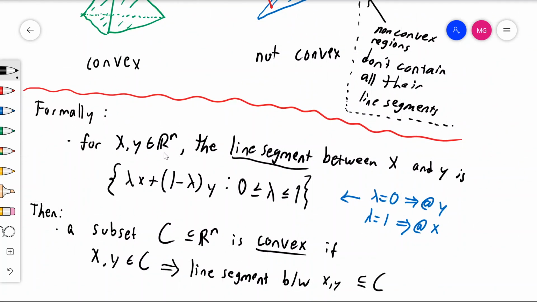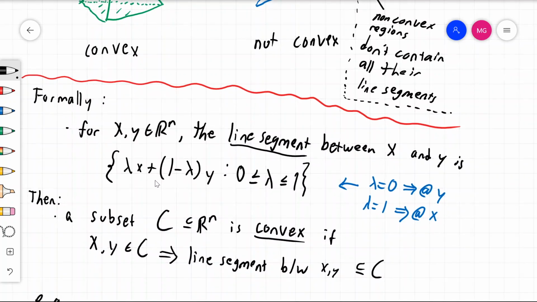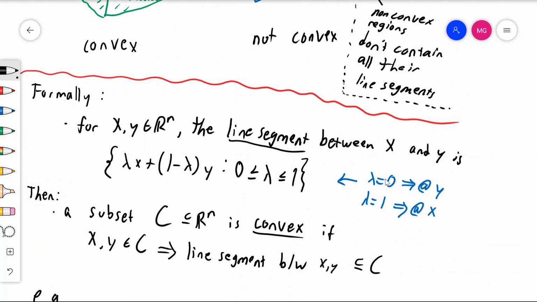Formally, if I take 2 points, x and y in Rn, then the line segment between x and y is this set here. It's lambda x plus (1 minus lambda) y, where lambda is a parameter that ranges between 0 and 1, and it includes both 0 and 1. You can see, for instance, that when lambda equals 0, the first part vanishes, and you're just left with y. Similarly, if you plug in lambda equals 1, then the latter part goes away, and you're just left with x.